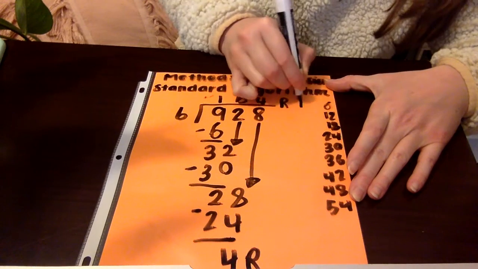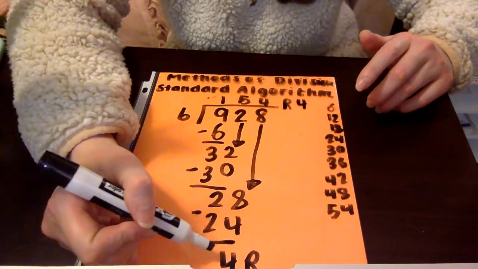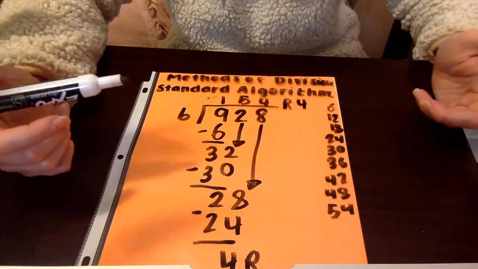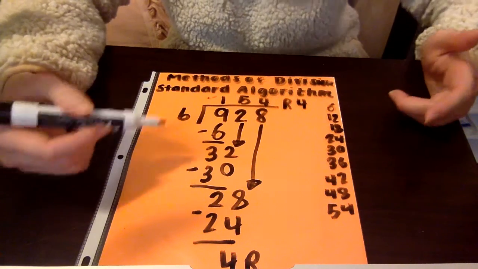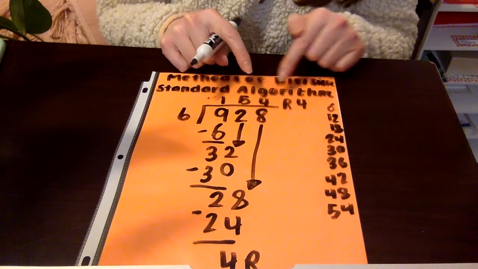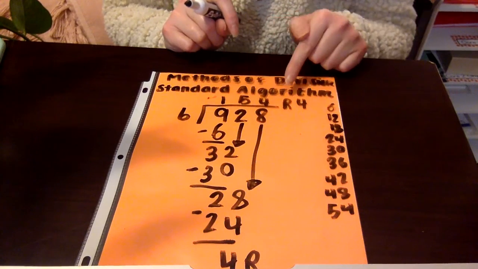Now, I know that 4 is a good remainder because it's less than our divisor. If we had something left over that was larger than our divisor, either we've made a mistake or we just haven't finished dividing because we can still keep going. There's more to be divided out. So at the end, our final quotient is 154 with a remainder of 4. 928 divided by 6 gives you 154, remainder 4.